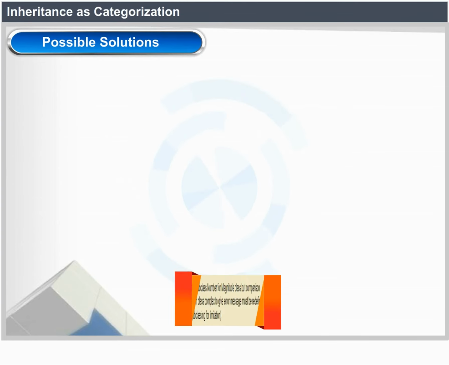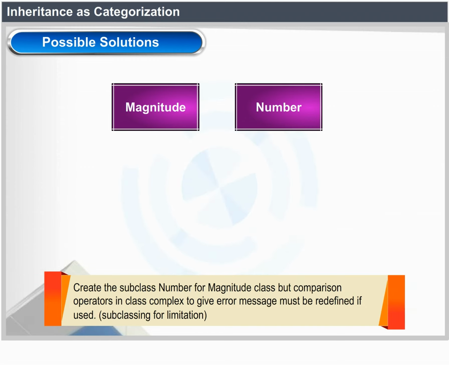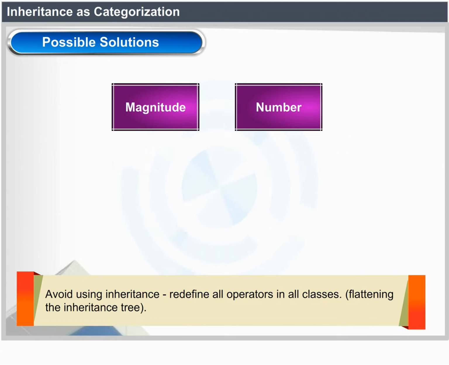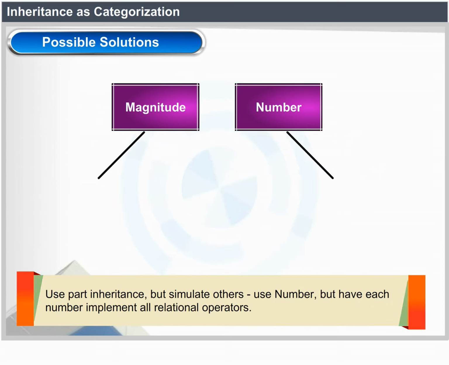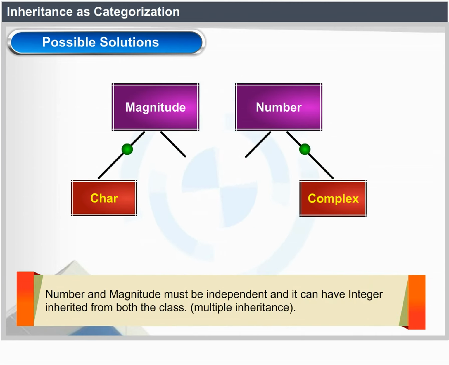Possible solutions. Create the subclass Number of the Magnitude class, but the comparison operators in class Complex must be redefined to give an error message if used, that is, subclassing for limitation. Or avoid using inheritance and redefine all operators in all classes. Or use partial inheritance but simulate the others: use Number but have each number implement all relational operators. Or make Number and Magnitude independent, and have Integer inherit from both classes, that is, multiple inheritance.